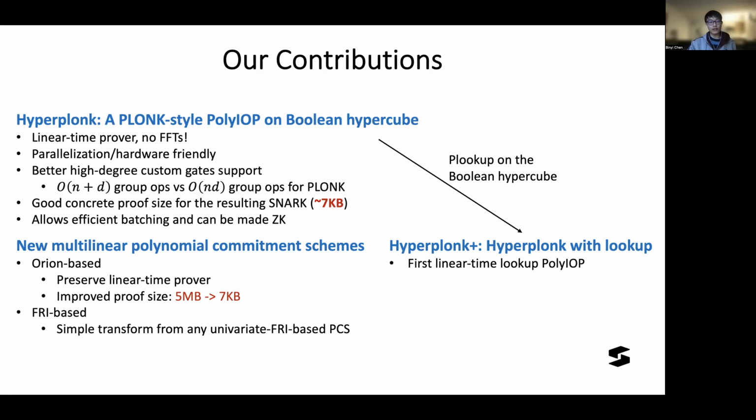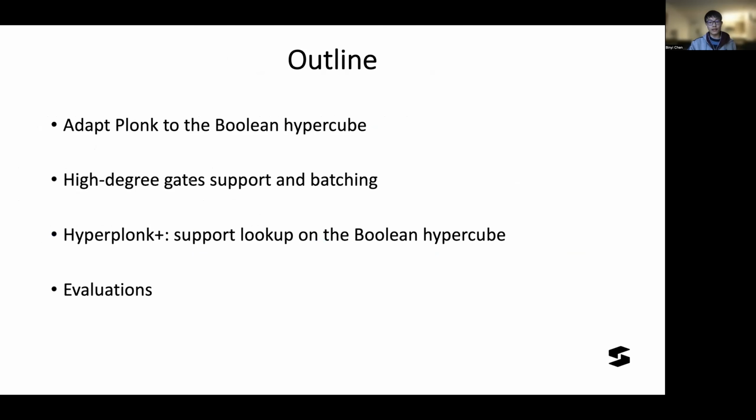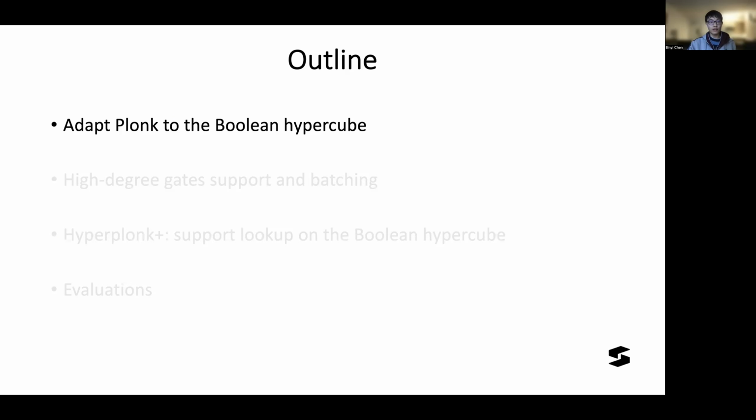So that's the general contribution we have made, and the rest of the talk will be organized as follows. I first explain how we adapt Plonk to the multivariate setting and build the multivariate polynomial IOP, and then I'll explain how to handle the high degree gates and do the batching for it. Next, I'll describe techniques for supporting lookup, and finally, I'll give some evaluations and benchmarks. Okay, so let's get started with the HyperPlonk part.